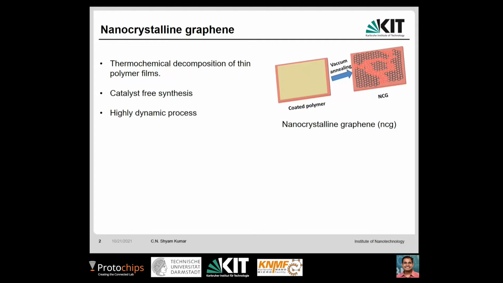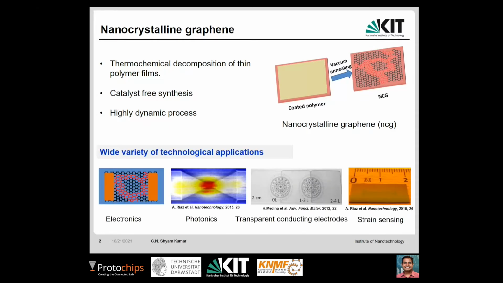This is a highly dynamic process with a number of intermediate reactions happening in between. You have an initial polymer structure where you have the possibility to control the size, shape, and thickness of the material. And more importantly, you can control the properties of the material by controlling the crystallite size, that is, by controlling the graphitization temperature. These unique properties make this an interesting candidate in a number of different technological applications.